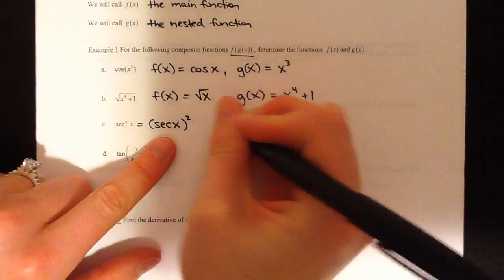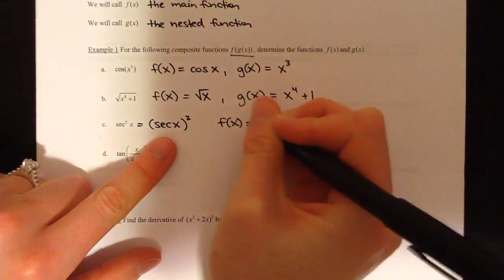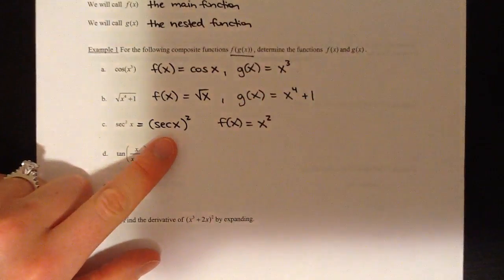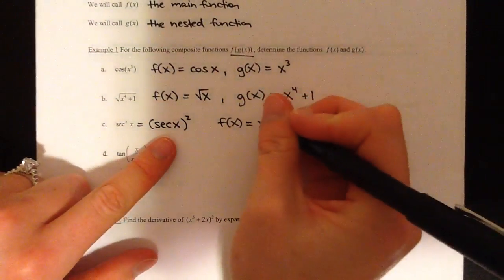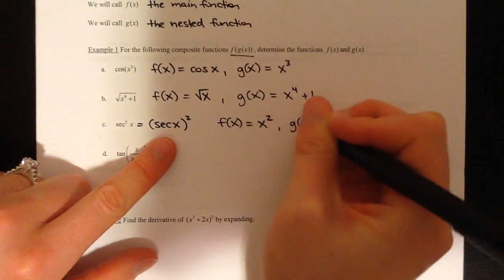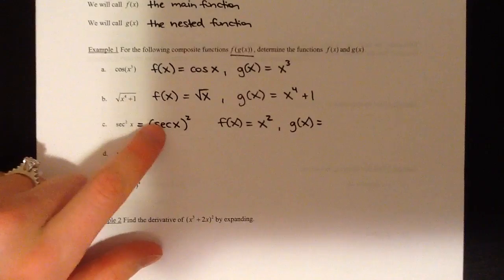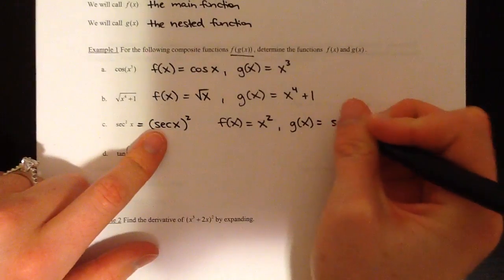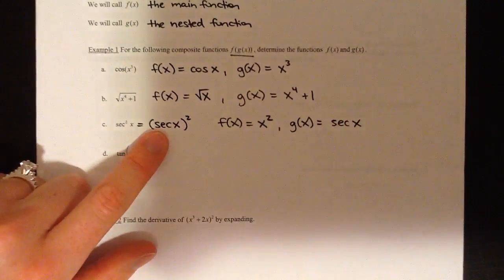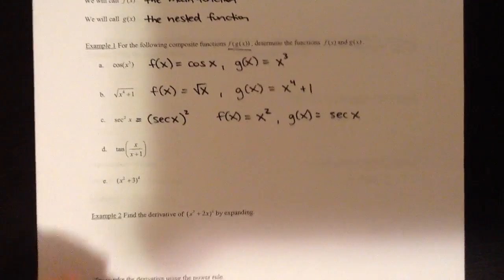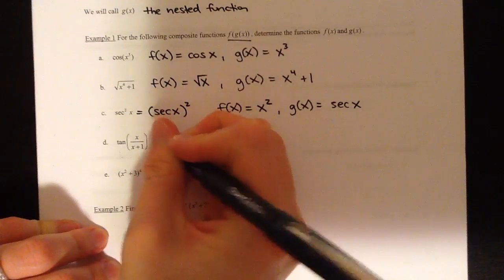So our main function is a squared function, like an x squared, or another variable squared if having x's everywhere is confusing you. And then g of x is what got plugged in instead of just an x. So instead of just squaring an x, we're squaring a secant. So the nested function is actually a secant function. All right, second to last example here. Our main function is a tangent function.